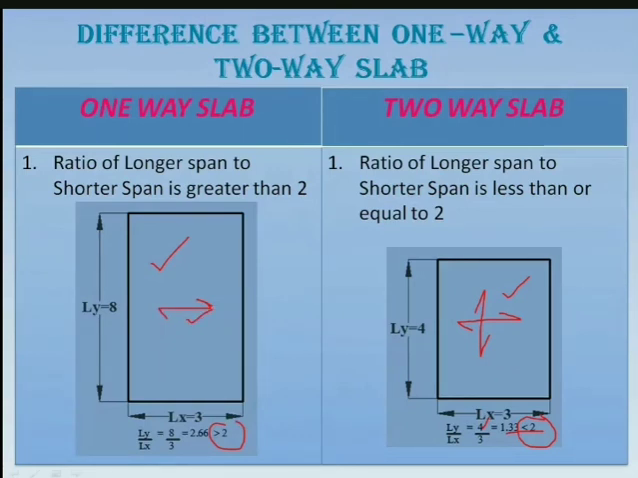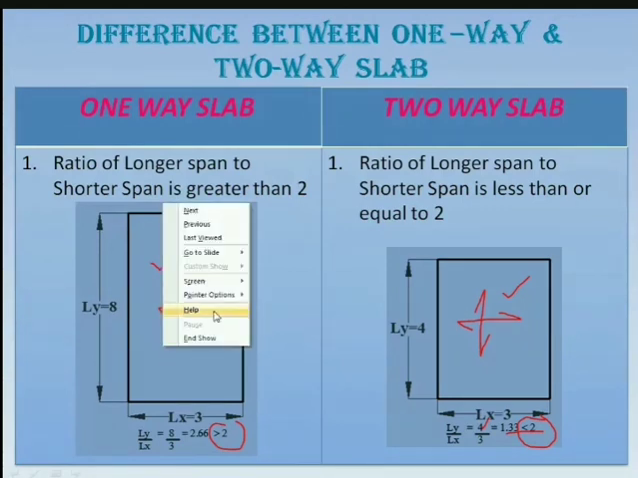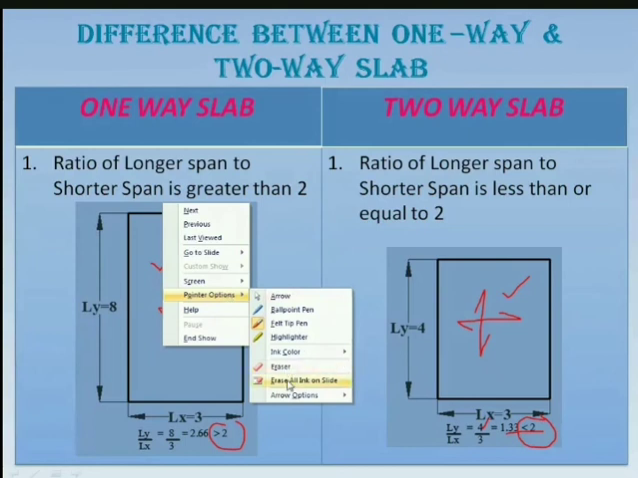So this is the first difference or definition of one-way slab and two-way slab: that the longer span to shorter span ratio should be greater than 2 for a one-way slab, or less than or equal to 2 for a two-way slab. One-way slab is greater than 2 and two-way slab is less than or equal to 2. So these are the notations which are followed by standard structural engineers.